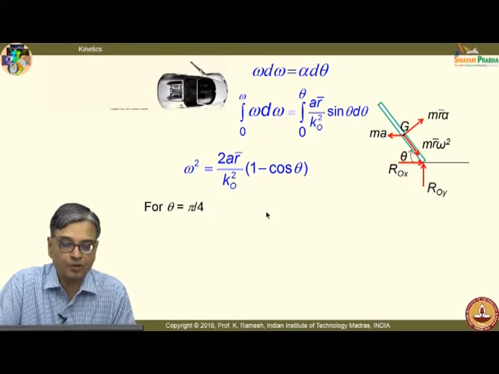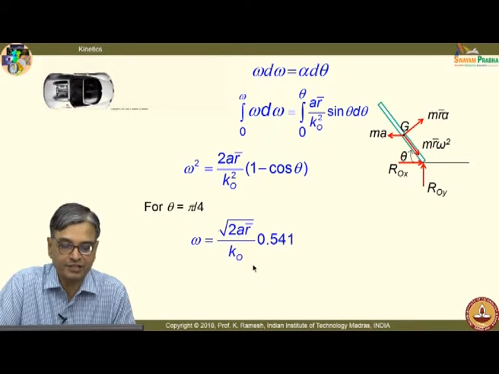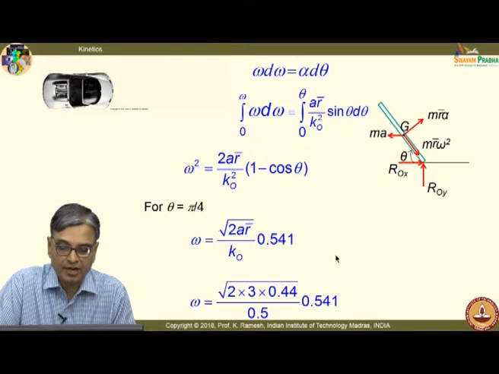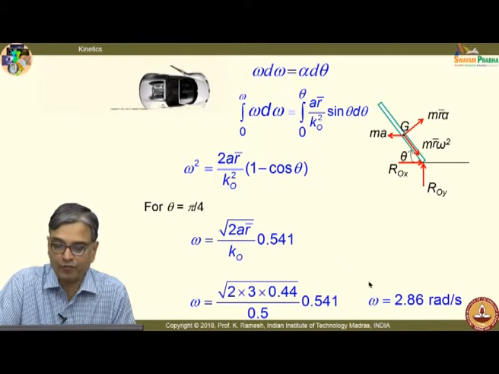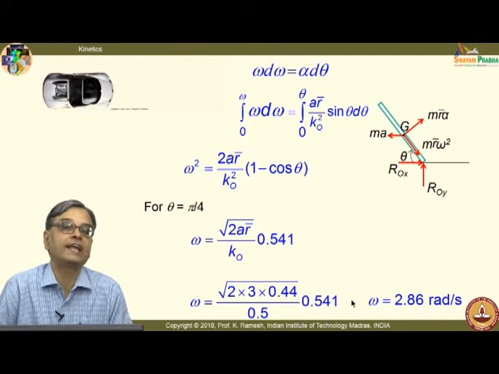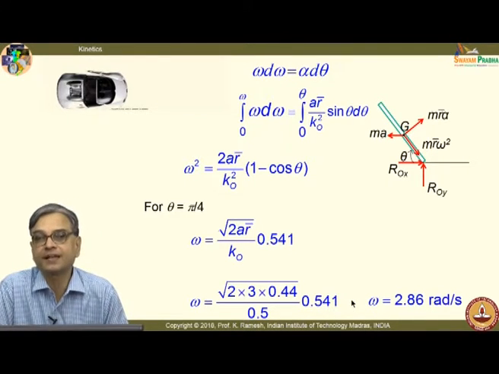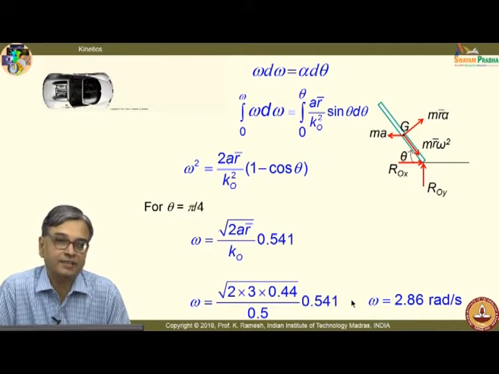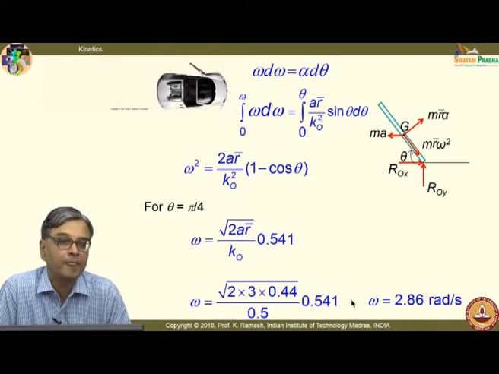and theta equal to pi by 4, we have to get the calculation. So, I have this, and finally, I get the value of omega as 2.86 radians per second. Is the idea clear? It is a very interesting problem, and it is quite dangerous. You should not have any door open in a car while it is moving.